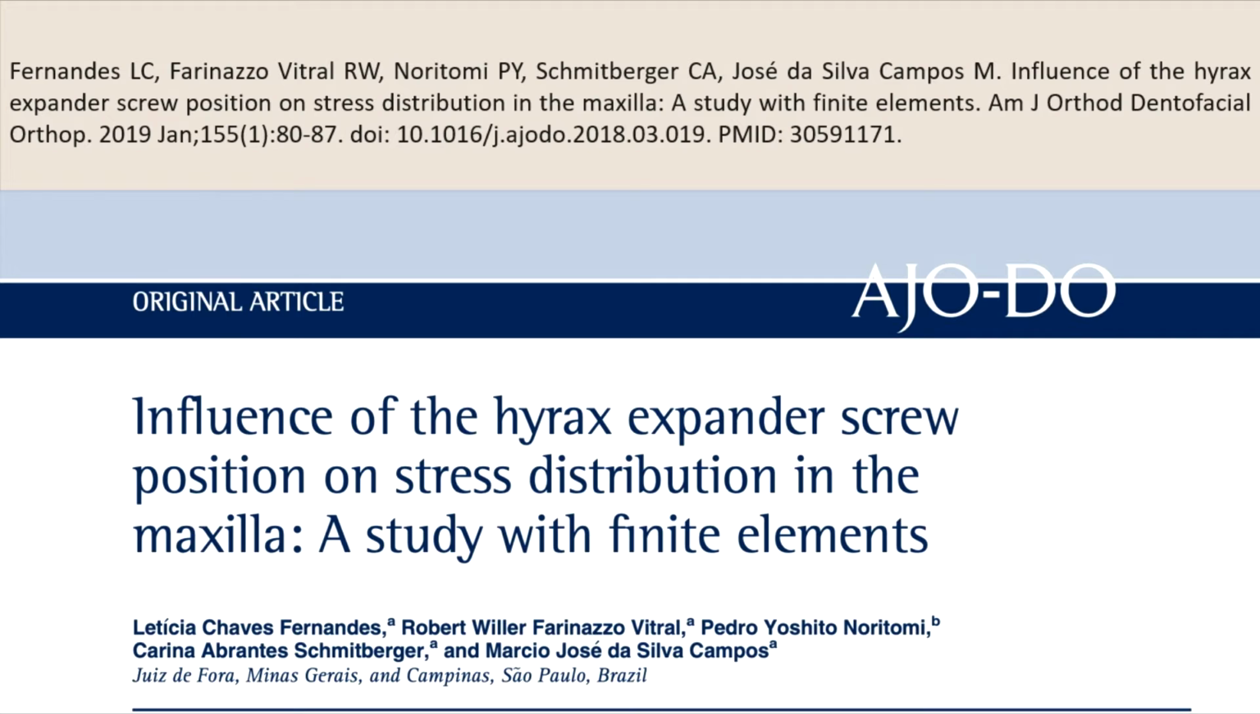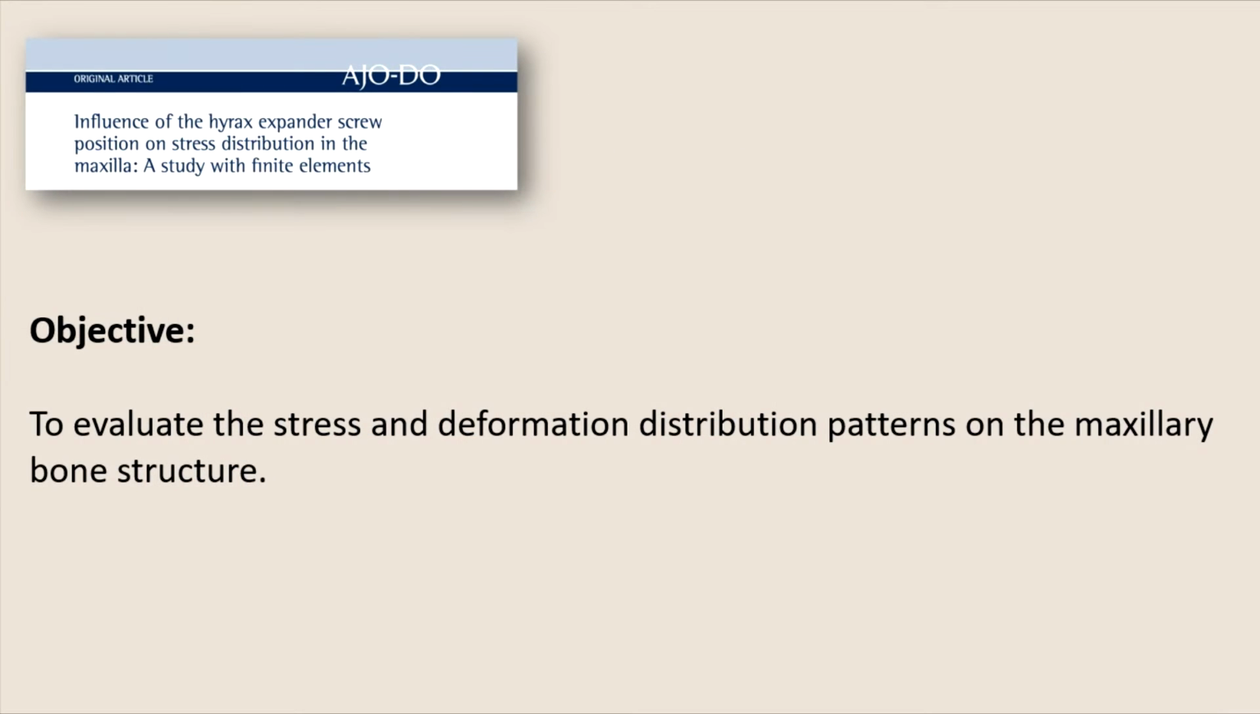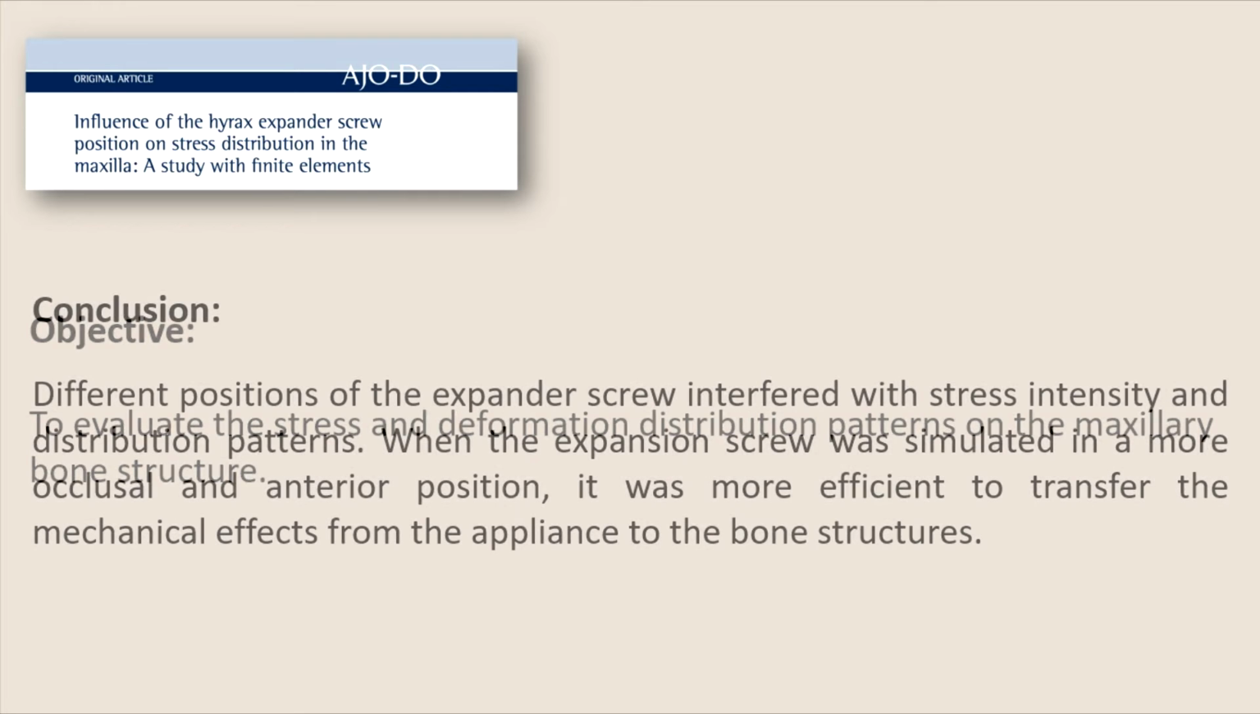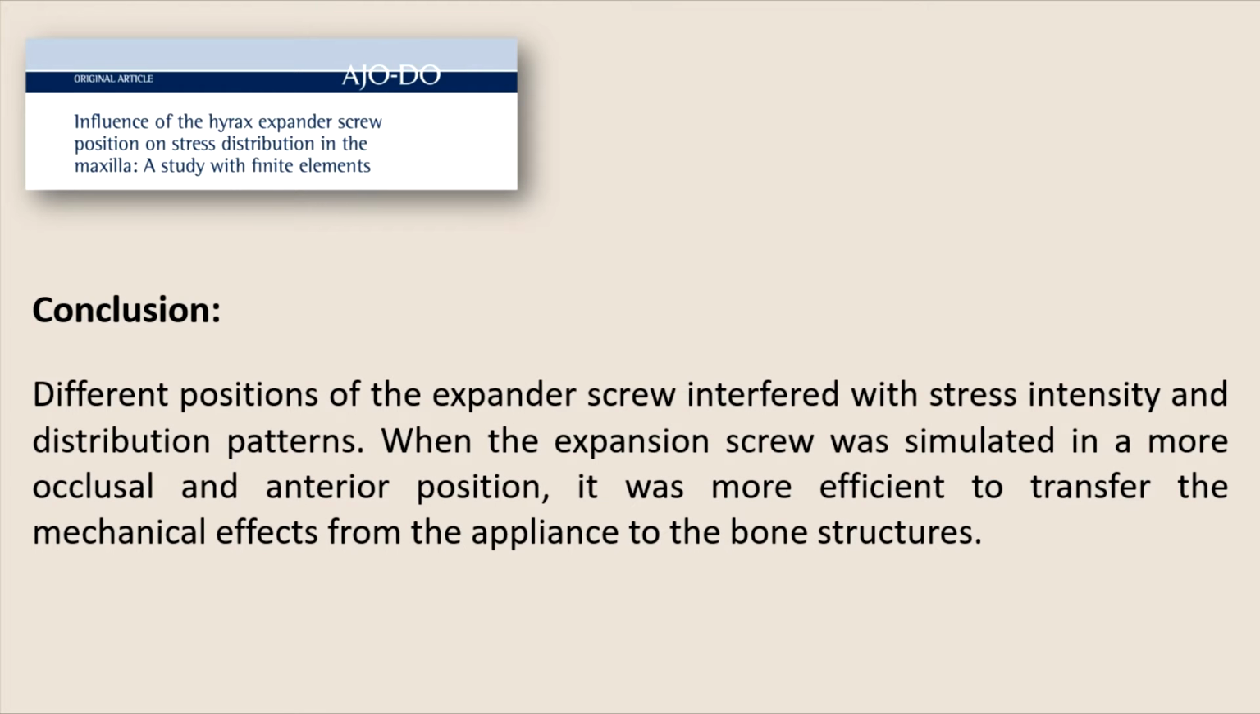The first part was presented in the article Influence of the hyrax expander screw position on stress distribution in the maxilla, a study with finite elements. Published in 2019, it aimed to evaluate the stress and deformation distribution patterns on the maxillary bone structure. We concluded that different positions of the expander screw interfered with stress intensity and distribution patterns. When the expansion screw was simulated in a more occlusal and anterior position, it was more efficient to transfer the mechanical effects from the appliance to the bone structures.